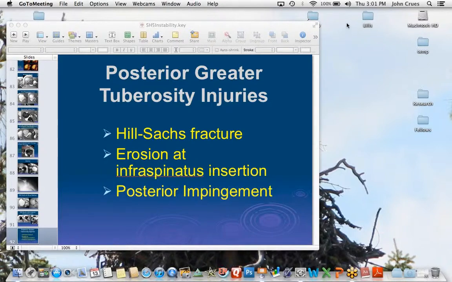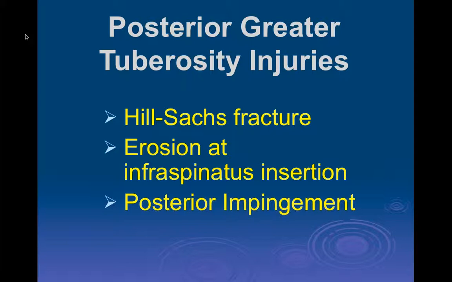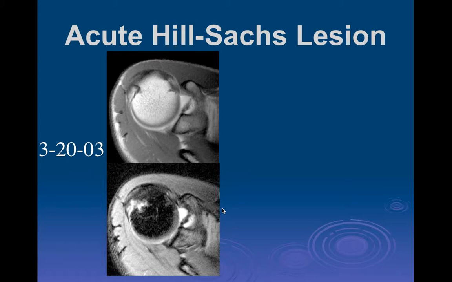So we'll start out here where we left off at the last lecture. Let's talk about the posterior aspect of the greater tuberosity. This is an area where we see a lot of disease. You can have Hill-Sachs impaction fractures at this location. This is where the infraspinatus tendon inserts, and you can get erosions at the insertion of the infraspinatus tendon. This is also where you get the impaction that we talked about in posterior.